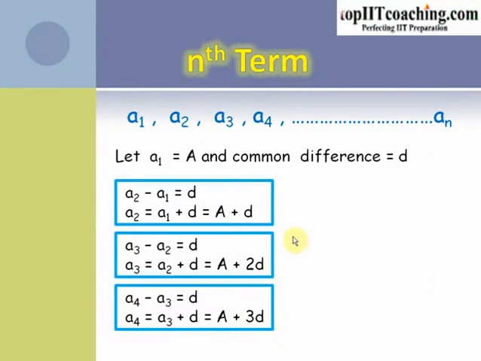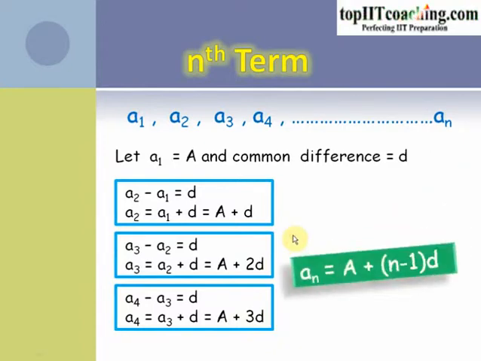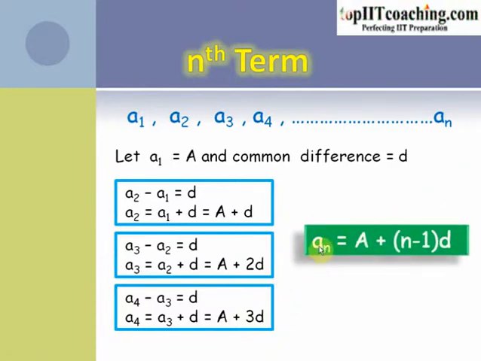Thus from all these, what we can conclude is that AN, or the nth term, is equal to A plus (n minus 1) into D. Here A is the first term, n is the number of terms, and D is the common difference. So the nth term of an AP is given by A plus (n minus 1) into D.